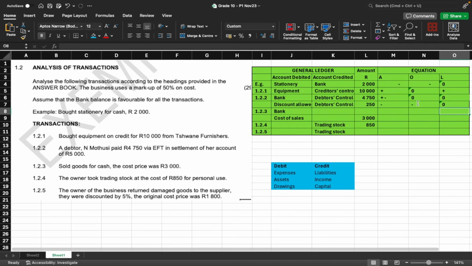Now here's something I want to tell you. If you look at the solution for this paper here, they actually got it wrong. Where did they get it wrong? You see here under owner's equity, they actually put it as a positive, which is wrong because discount allowed is an expense.